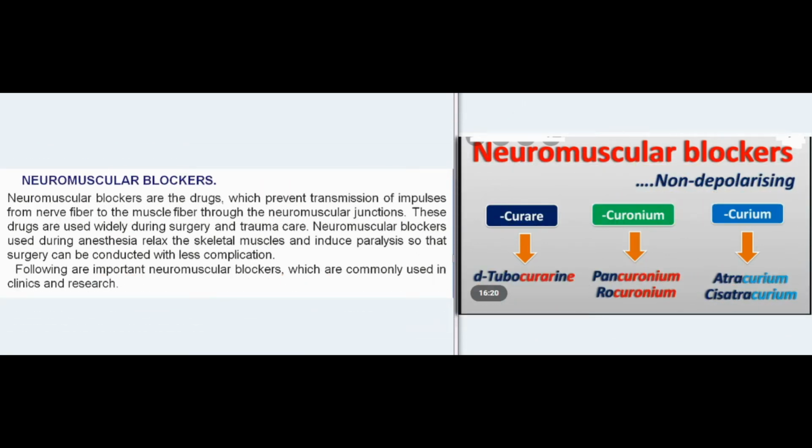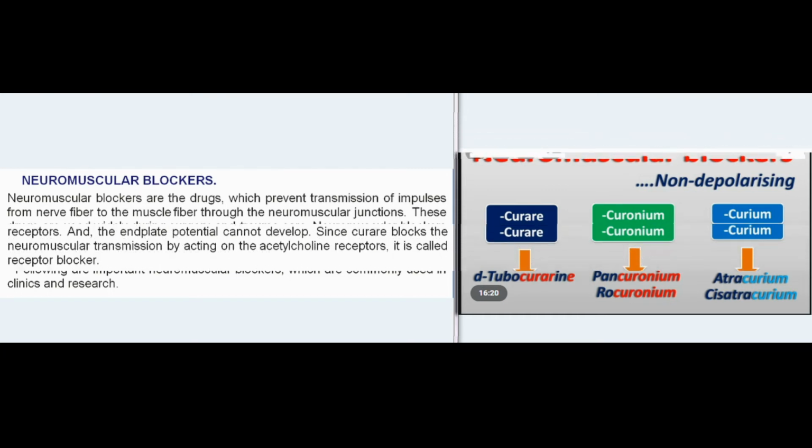Neuromuscular blockers. Neuromuscular blockers are the drugs which prevent transmission of impulses from nerve fiber to the muscle fiber through the neuromuscular junctions. These drugs are used widely during surgery and trauma care. Neuromuscular blockers used during anesthesia relax the skeletal muscles and induce paralysis so that surgery can be conducted with less complication. Following are important neuromuscular blockers, which are commonly used in clinics and research.